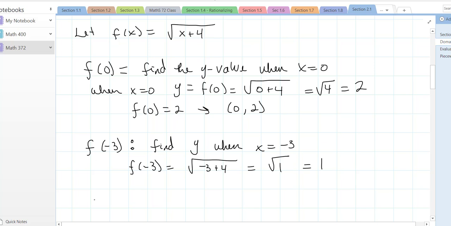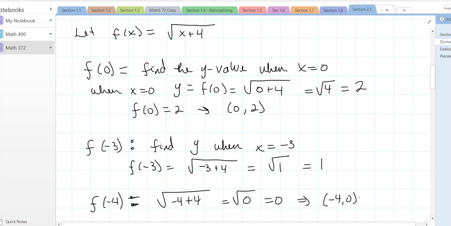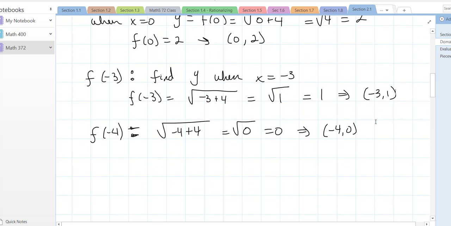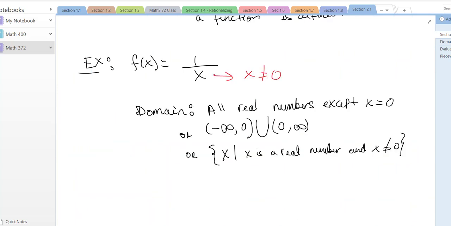Notice that even with f of -4, f of -4 will be the square root of -4 plus 4, and that gives us 0. The square root of 0 is 0, so this will be the point -4 comma 0. This one is the point -3 comma 1, and so on. So what about f of -5? What does this one become?